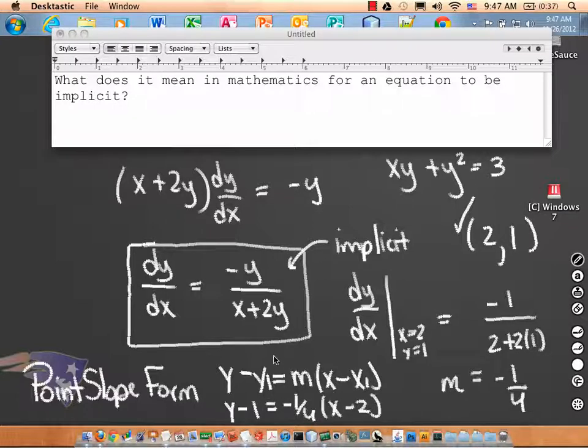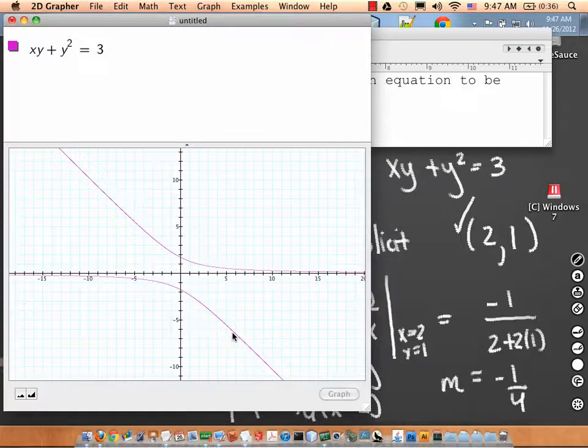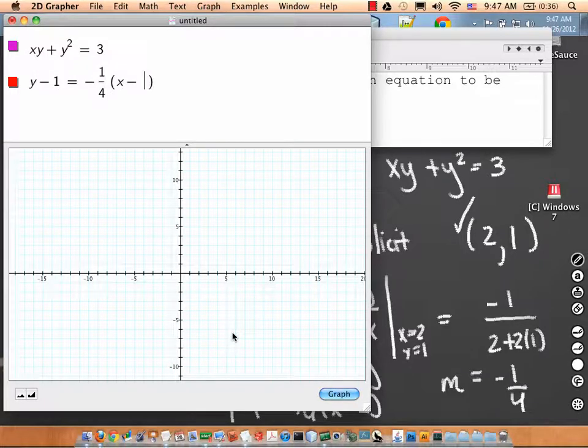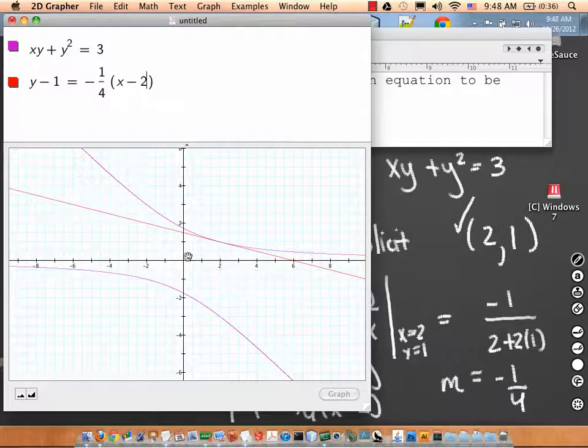So what I'm going to do, Cody, is put this equation right here, y minus 1 equals negative 1/4 x minus 2, into my program, and I'm going to show you that it is a tangent line. Okay? So let's type that in. Y minus 1 equals negative 1/4 x minus 2. Voila. Let's just zoom in real quick. Do you see the red line right here? It is a tangent line. Exactly like what we've been doing with functions.